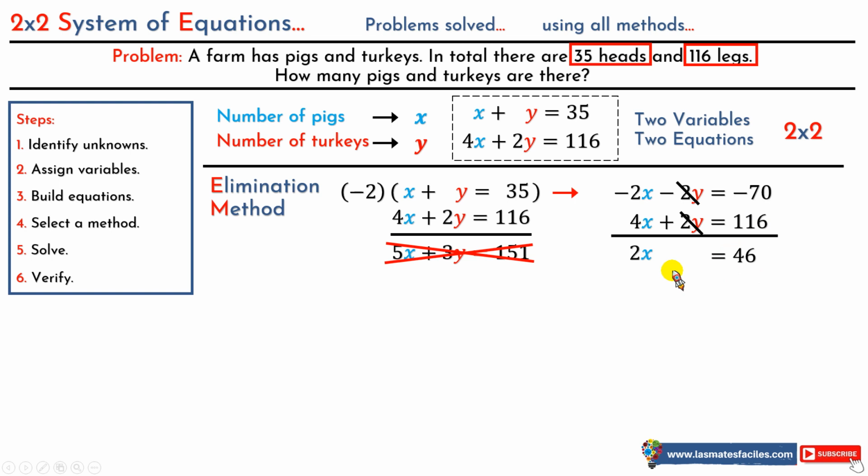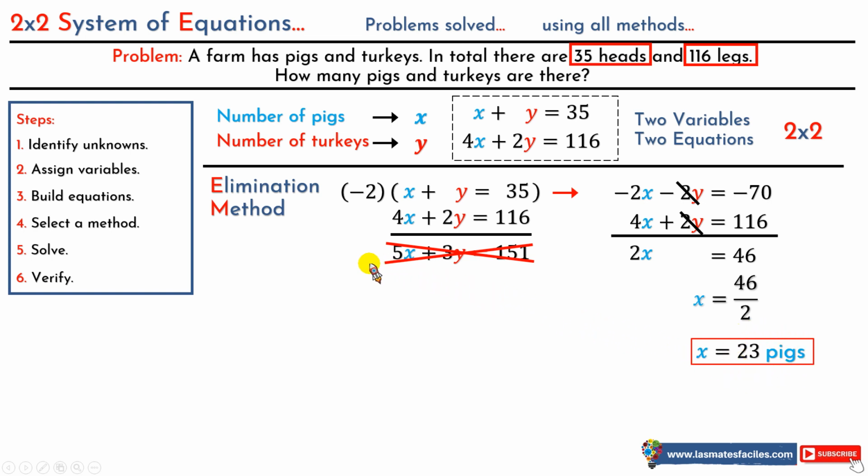And okay, now this is simple. Let's clear x. The 2 that is multiplying goes to the other side to divide. 46 divided by 2 is equal to 23. And done. X equals 23. The number of pigs is 23.